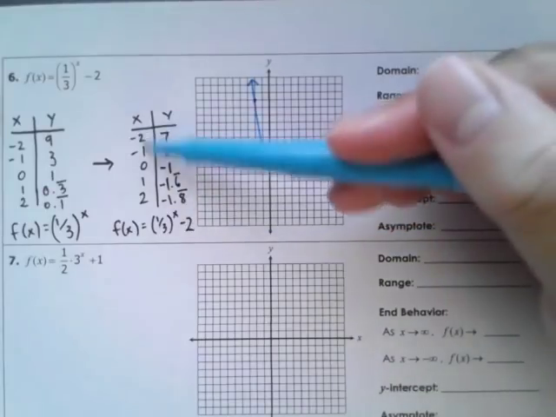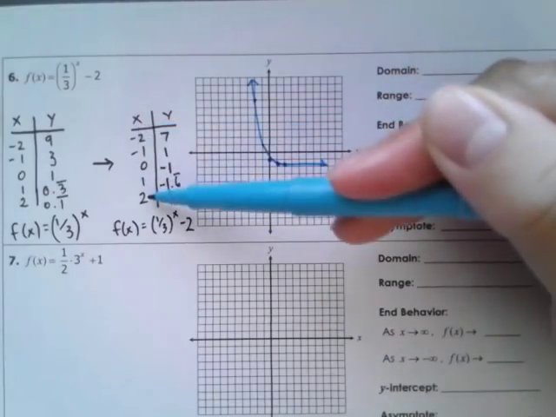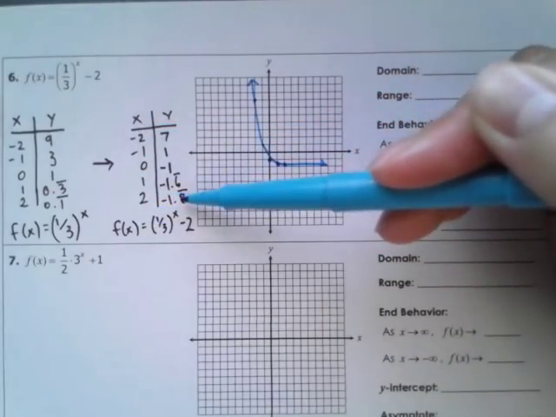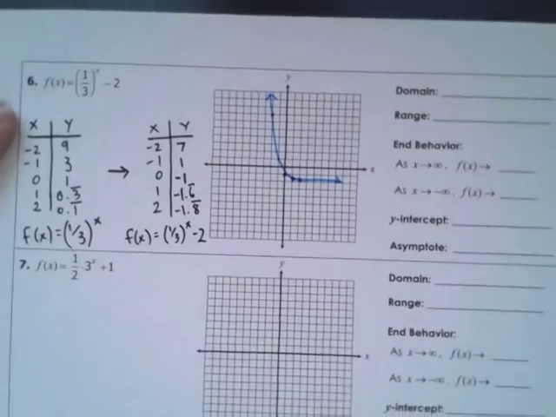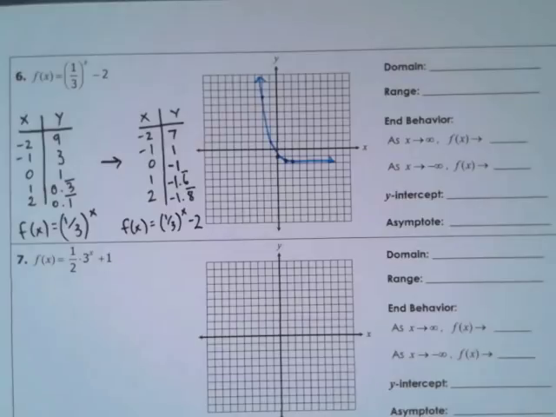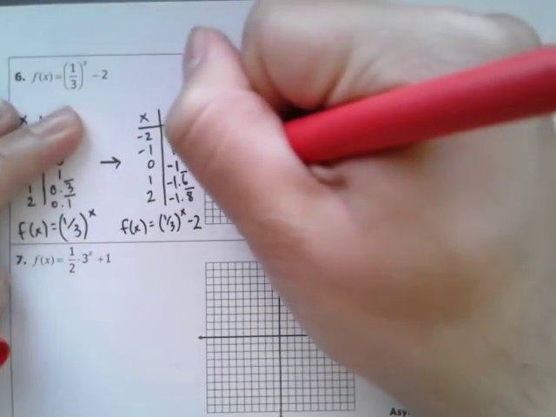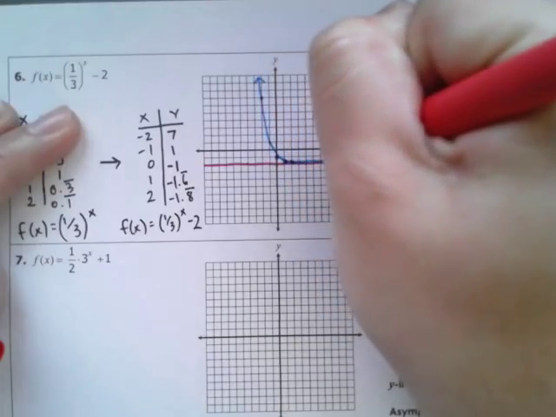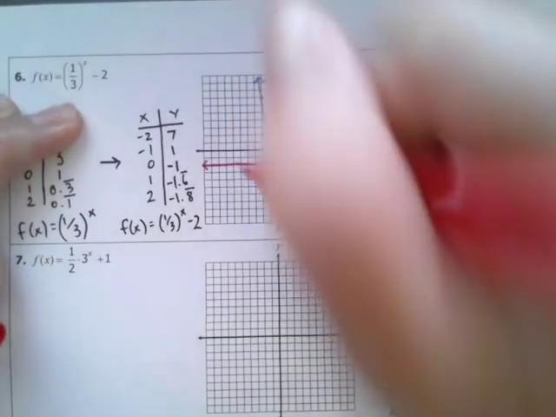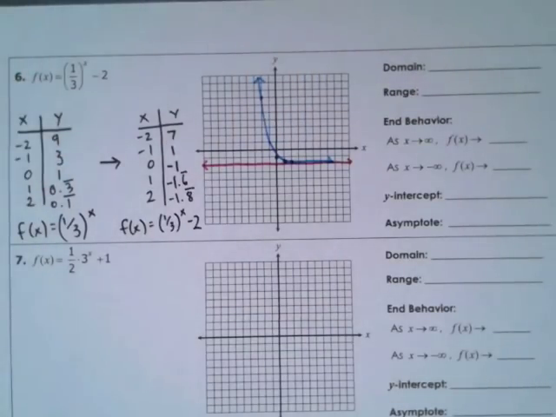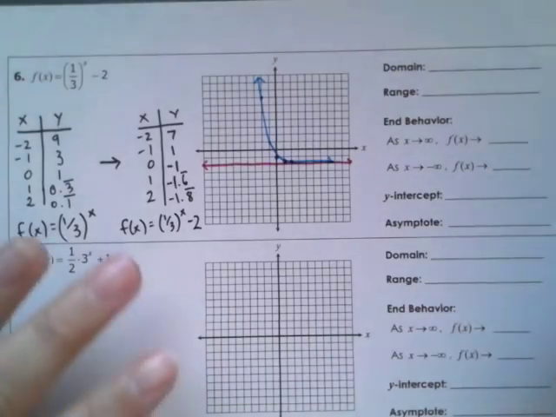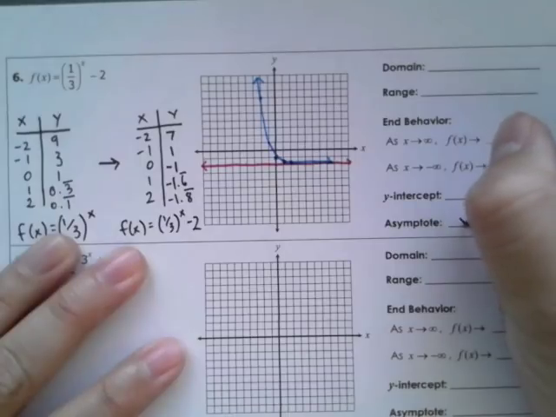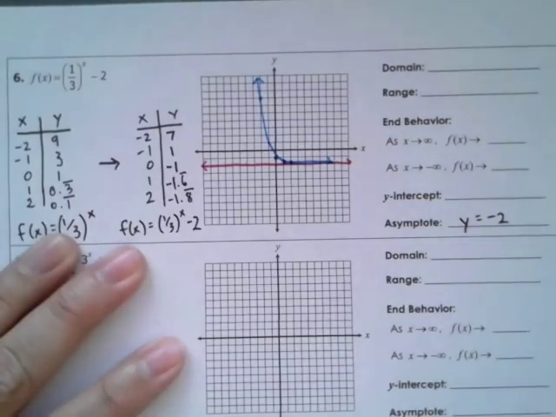You can keep plugging in x values greater than 2, and you'll see that you'll keep getting closer and closer and closer to -2, but you're never going to actually cross. So that right there is our asymptote. I'm going to draw this in red here. In all the other examples, our asymptote has been y is equal to 0. In this case here, I have my asymptote as y is equal to -2.